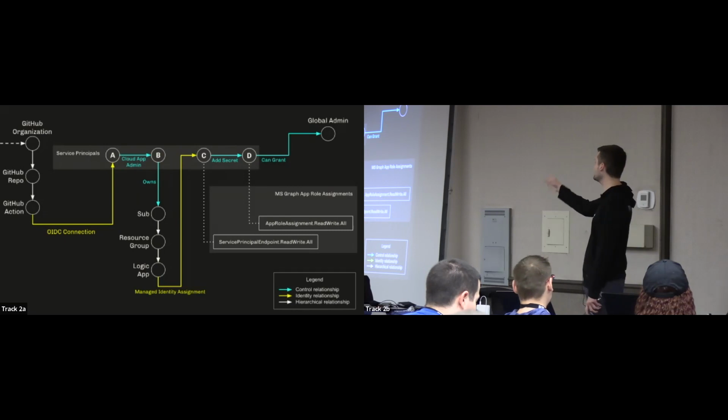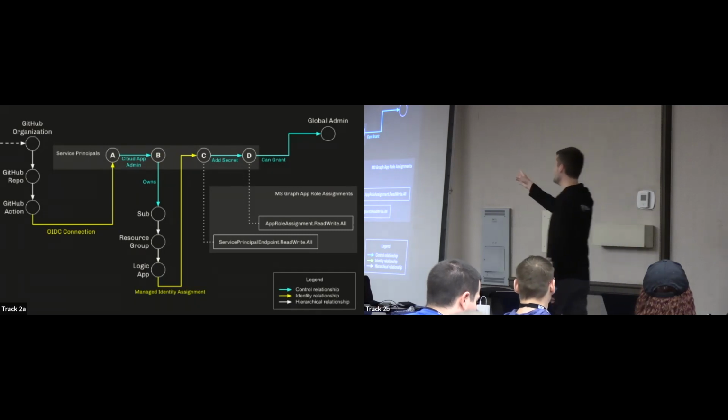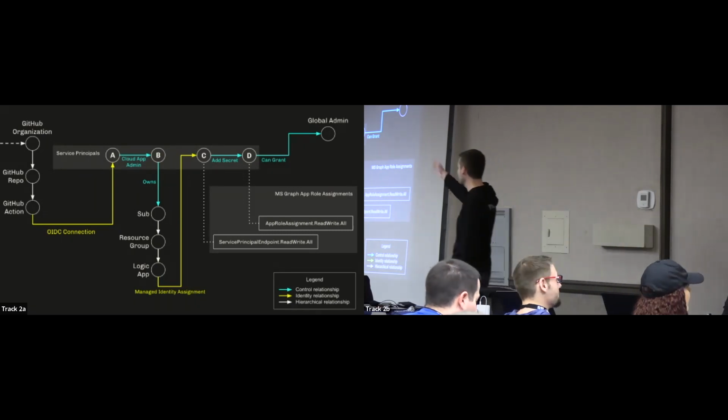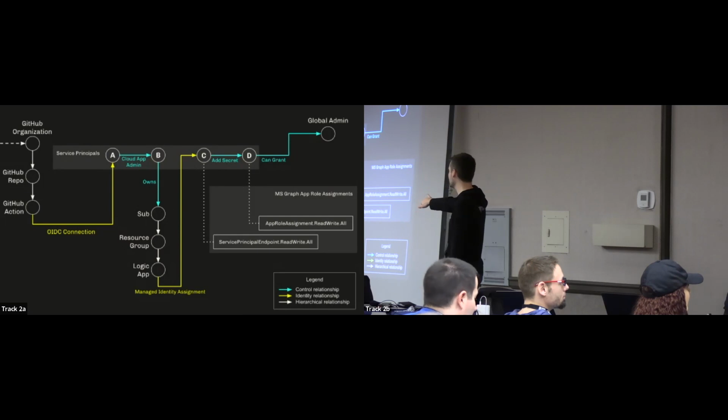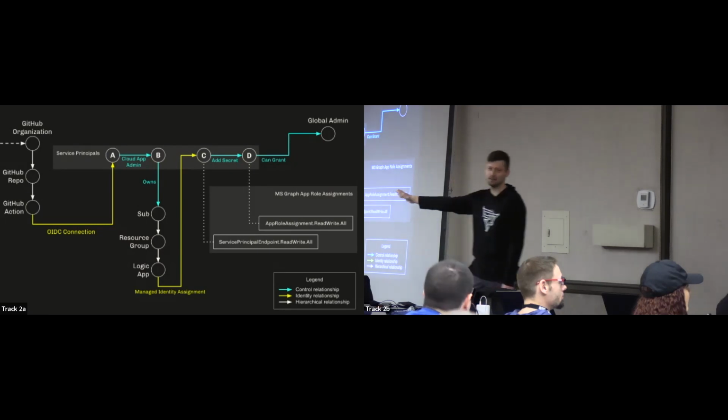But let's all agree that service principal B, through the blue, white, and yellow lines, has been able to create a new credential for service principal C. Can we all just agree on that? We'll just hand wave that for now. Is that okay? Okay.